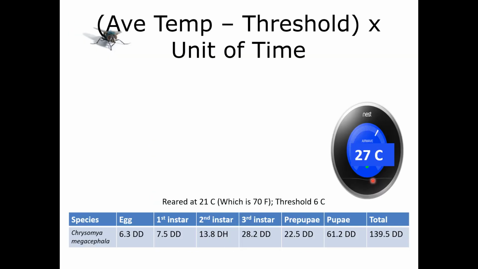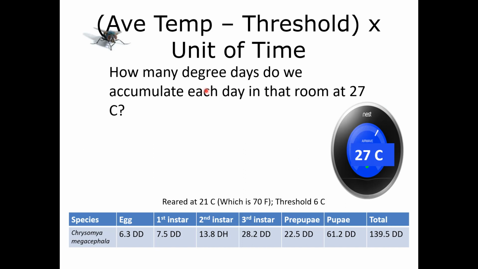So the way that we do this, we use our average temperature minus the threshold times the unit of time. So we have to say how many degree days we accumulate each day in that room at 27 degrees Celsius. In this case, you don't need to go to NOAA and find the weather. You don't need to do anything. It was indoors. The thermostat was set at 27 degrees. This is the easiest weather data that you'll ever have to pull, because it's already there. So we just do our normal calculations.